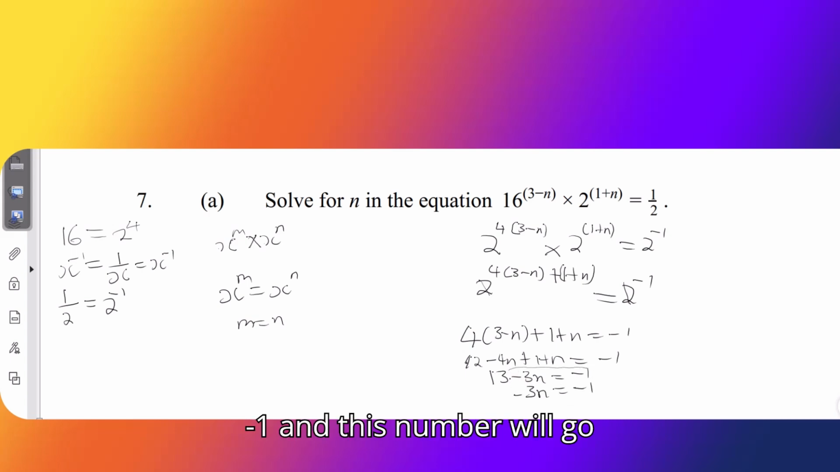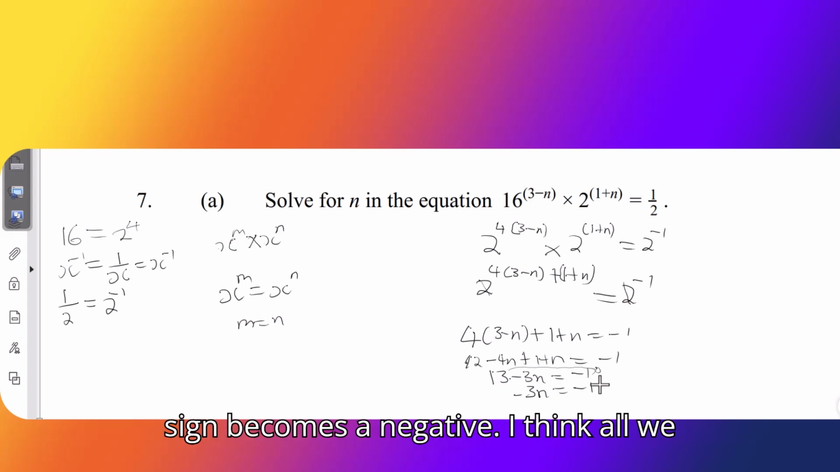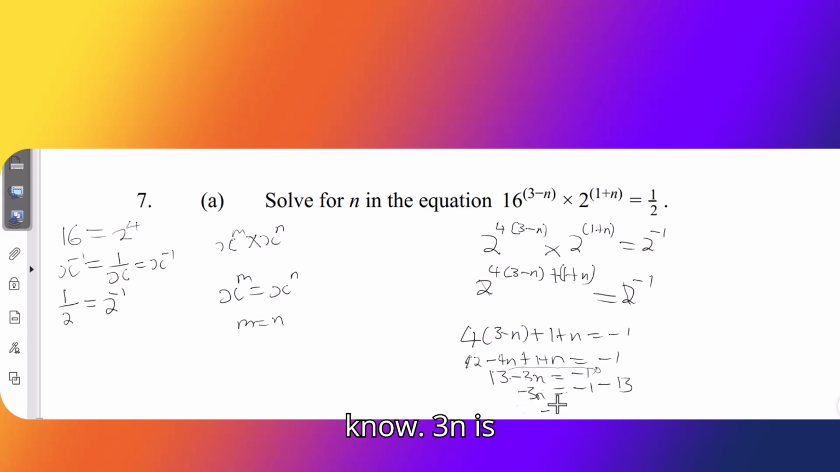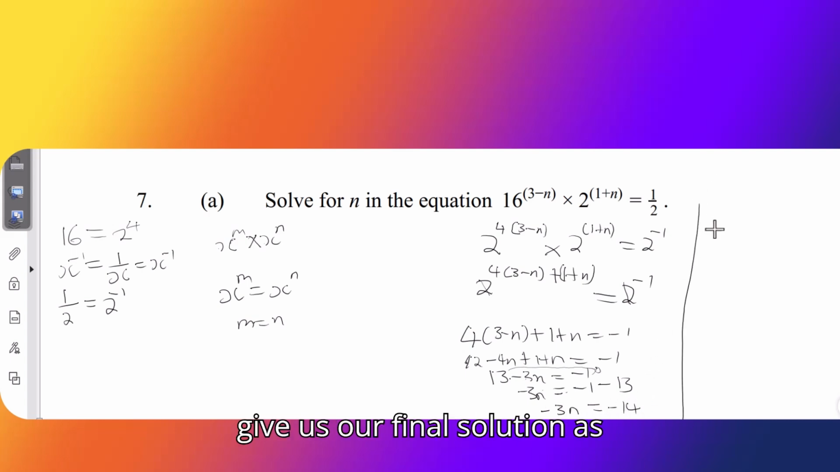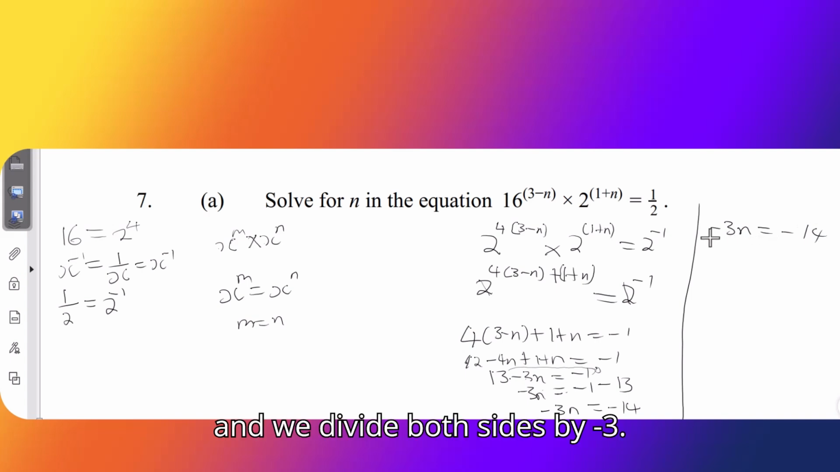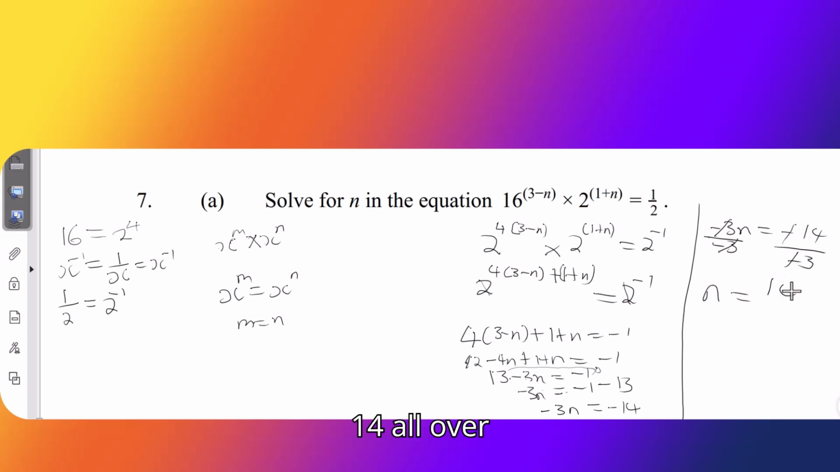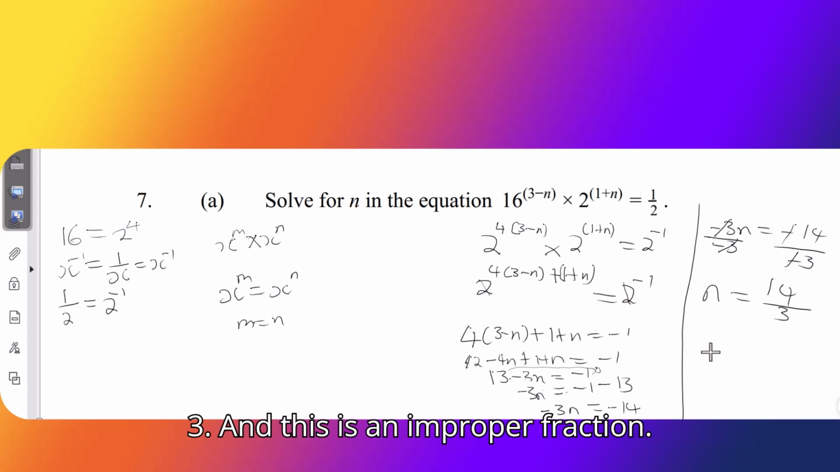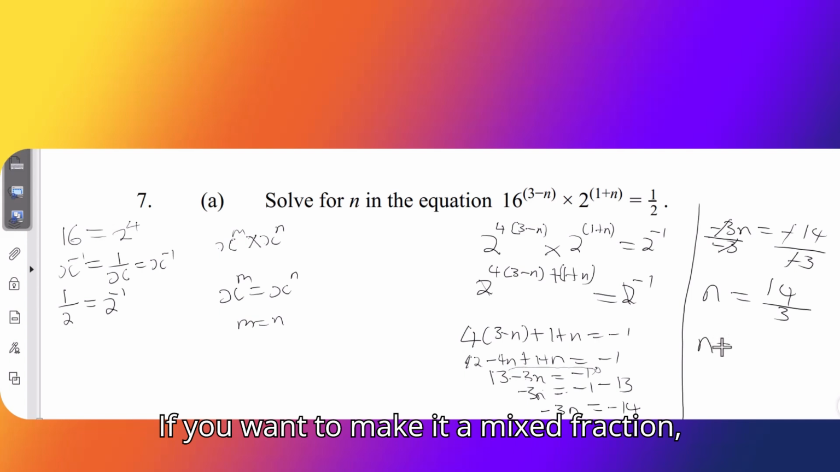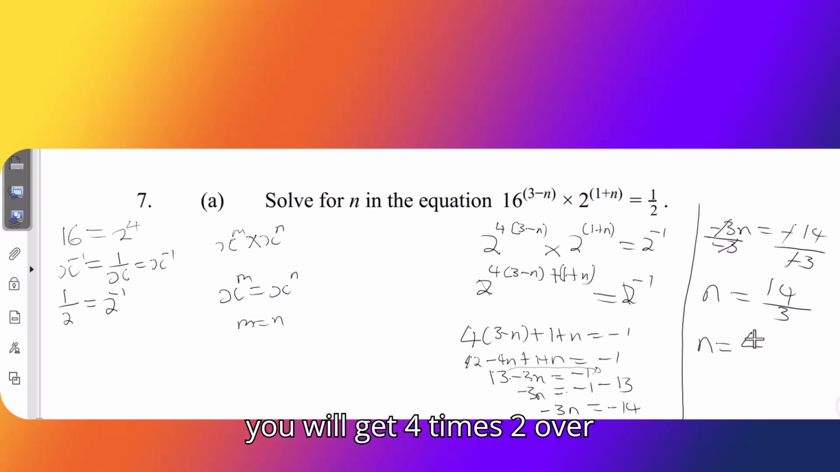And this number will go here. And when a number jumps, the sign becomes negative, I think we all know. Minus 3n is equal to minus 14, which will give us our final solution. We divide both sides by minus 3, and the minus 3 cancels here. n will be nothing but 14 over 3. And this is an improper fraction. If you want to make it a mixed fraction, we get 4 and 2 over 3. So this is our final solution.